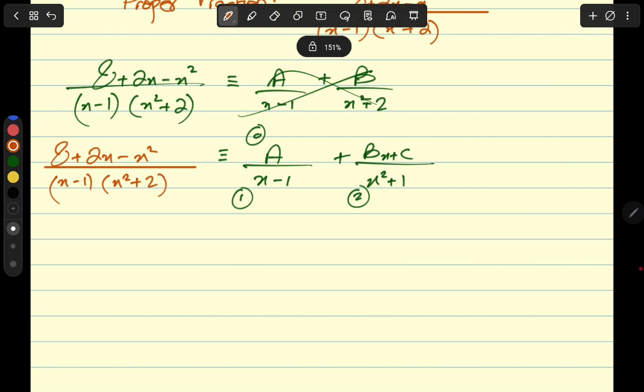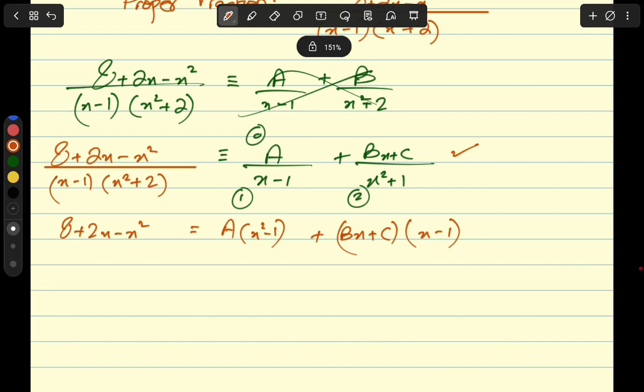Now when I multiply the entire left hand side and right hand side by the denominator of the left hand side, this is going to become 8 plus 2x minus x squared is equal to a times x squared plus 1, which is quadratic, plus bx plus c times a linear factor. So a linear factor times a linear factor is also going to become a quadratic, right? So while students just memorize these formulas, I want you to understand it.